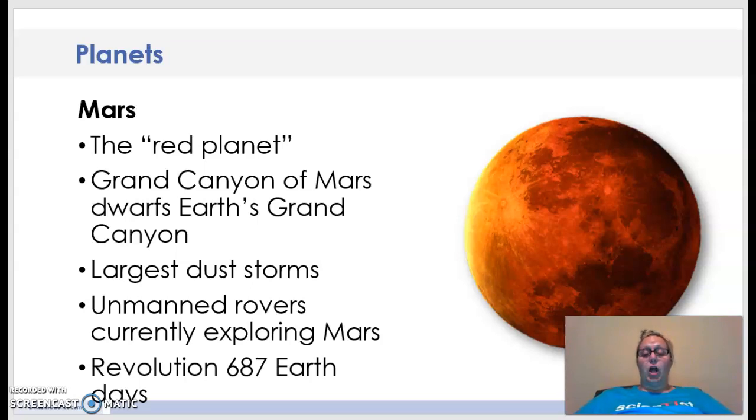It has lots of large dust storms, and larger than any of the other planets. We have sent some unmanned rovers to Mars that are currently exploring and taking pictures and samples of the soil there. And it has a revolution or orbit of 687 Earth days.